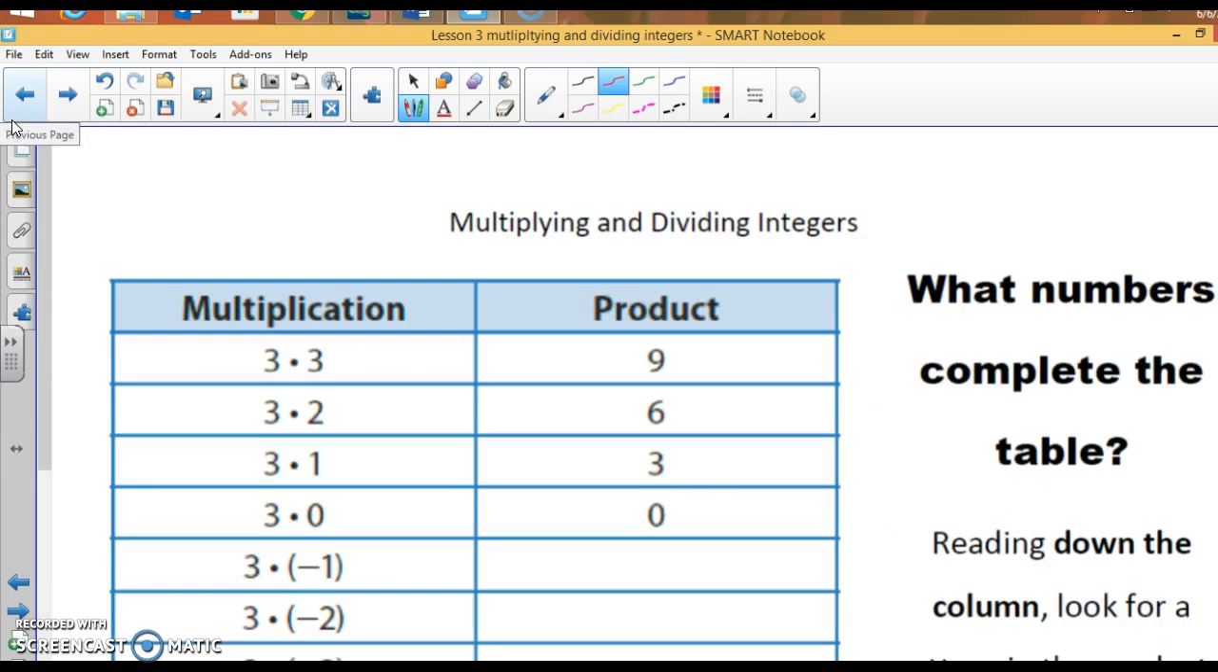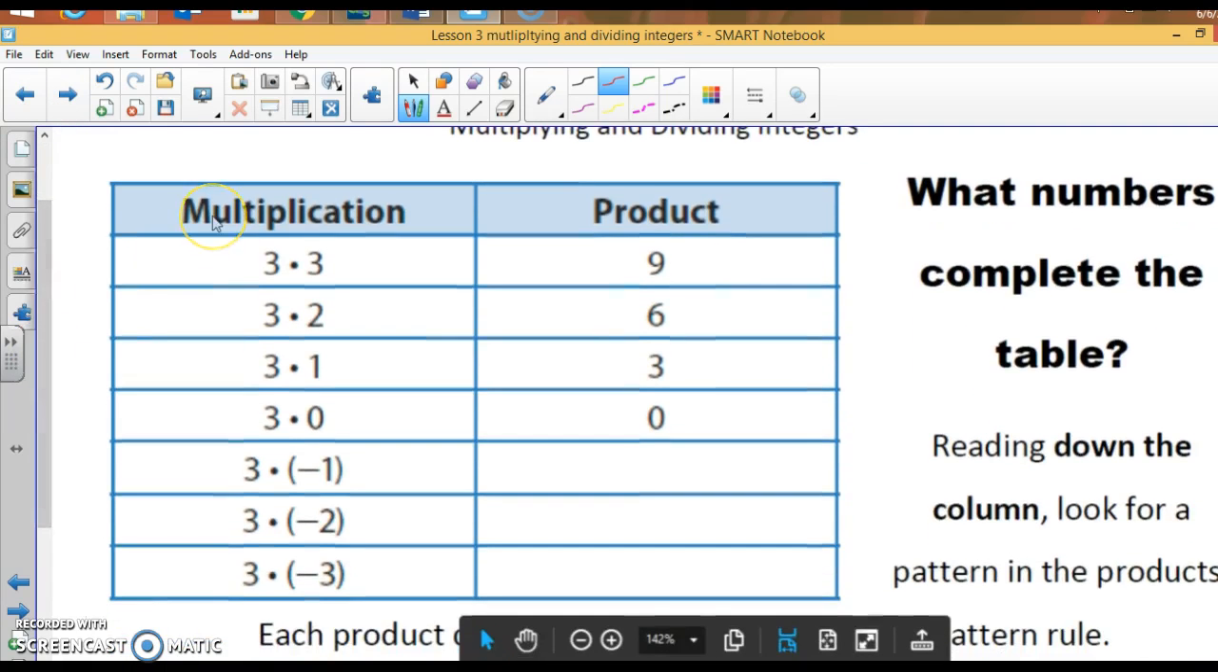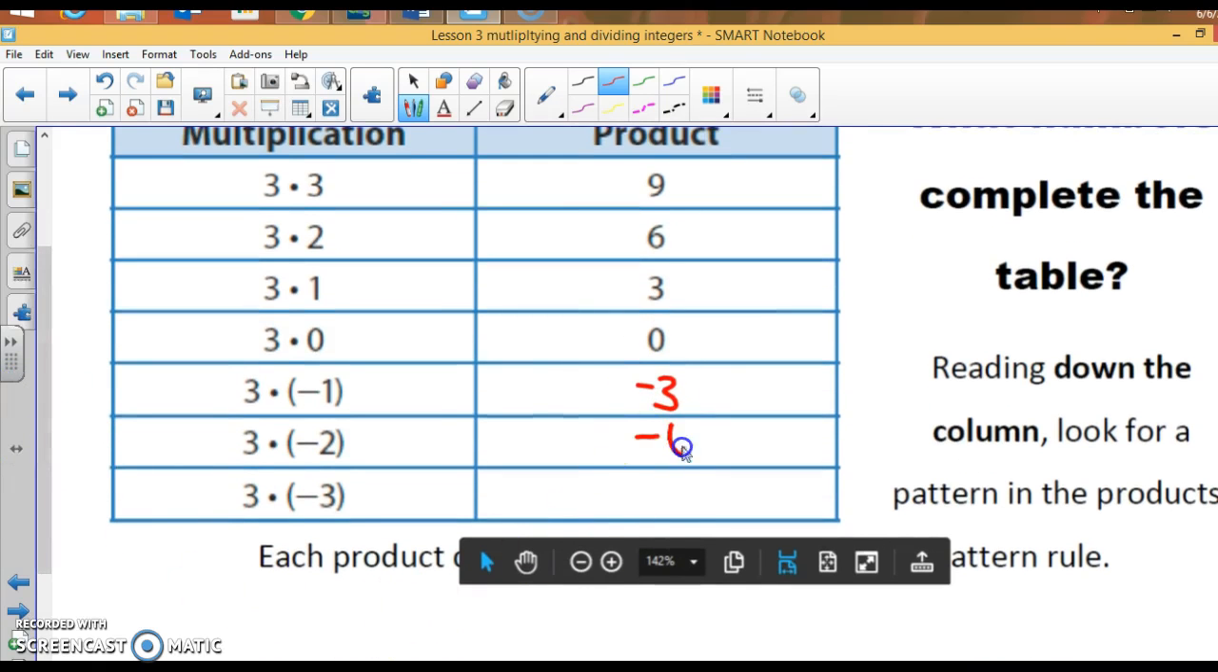All right. Now, let's take a look at this table. 3 times 3 is 9. 3 times 2 is 6. 3 times 1 is 3. 3 times 0 is 0. What's the pattern going on here? So, if we're looking at a pattern, aren't we subtracting 3? So 0 minus 3 will be -3. This will be -6. This will be -9.